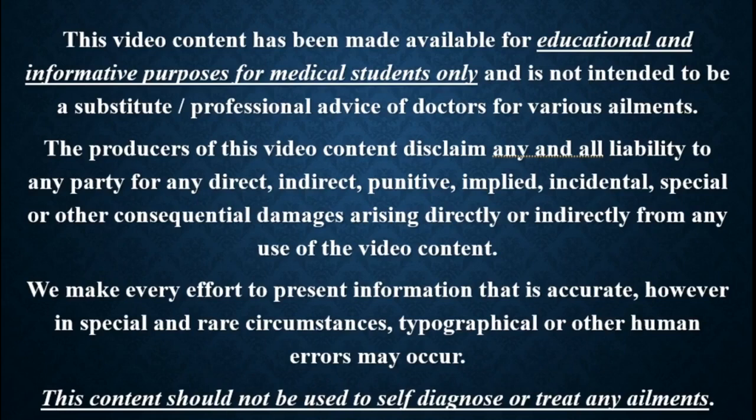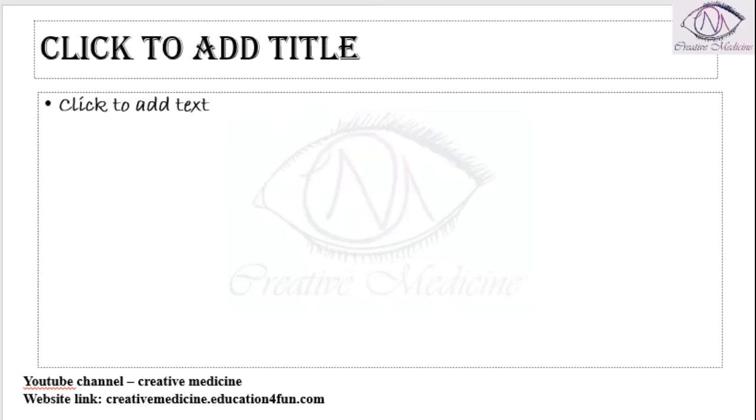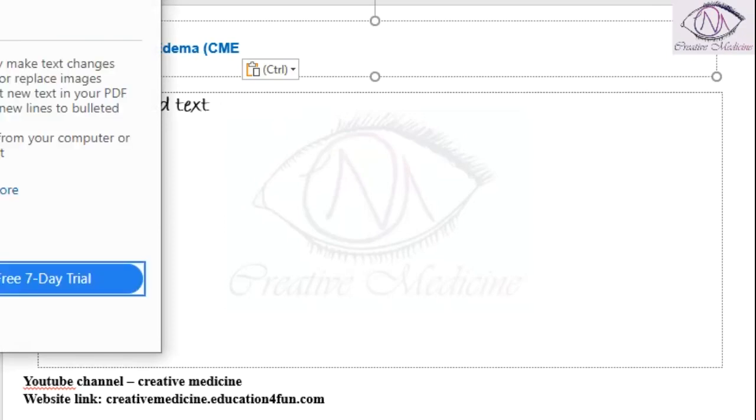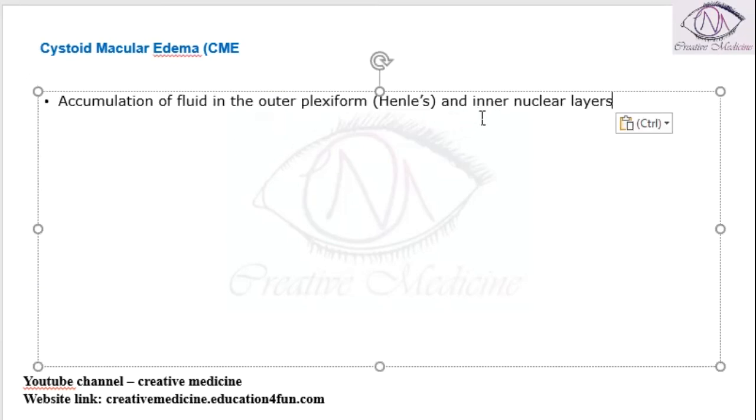In this lecture, we will learn about cystoid macular edema. In cystoid macular edema, there will be accumulation of fluid between the outer plexiform layer and inner nuclear layer of the retina. It is mainly present at the fovea. Here there is accumulation of fluid between the outer plexiform layer and inner nuclear layer of the retina.